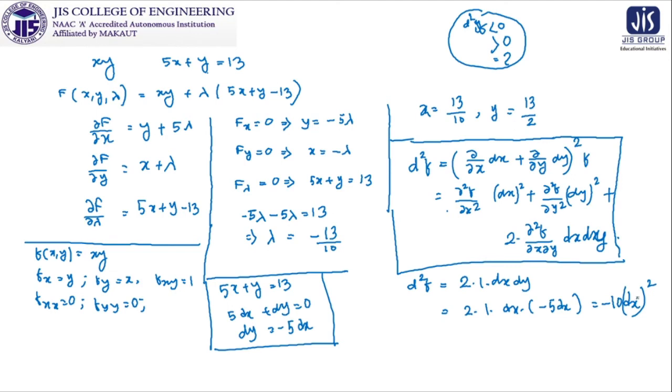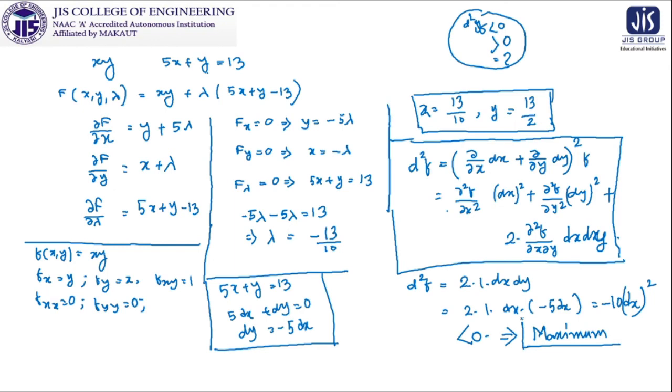What we can write? It is a square term, that means it will always be greater than or equal to 0, and it is multiplied by minus 10, so it is guaranteed to be less than 0 because it is having some square term with minus 10. So d2f is less than 0, which gives us the conclusion that we are going to get the maximum. We have the decision that at this point we are going to get extremum, but which type of extremum we didn't know. So first of all, finding the point is done.